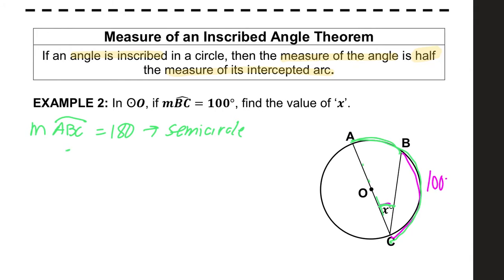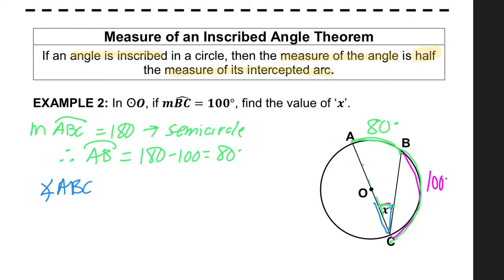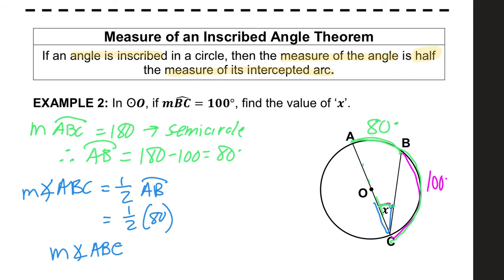So all we have to do here is say, therefore, arc AB, what we're looking for, is equal to that 180 minus that 100 we already have, giving us 80 degrees. So this appears 80 degrees. When we look at our inscribed angle, angle ABC, the measure of angle ABC will be equal to half of arc AB. So that will be half of 80, leaving us with the measure of angle ABC being 40 degrees. Okay?